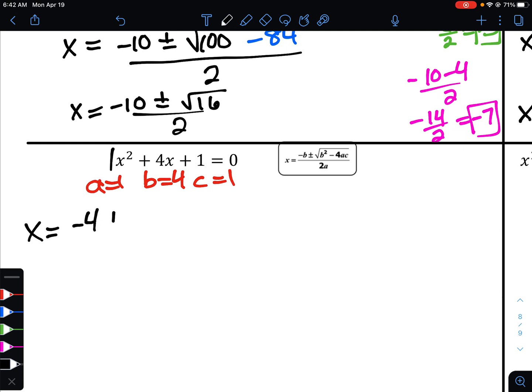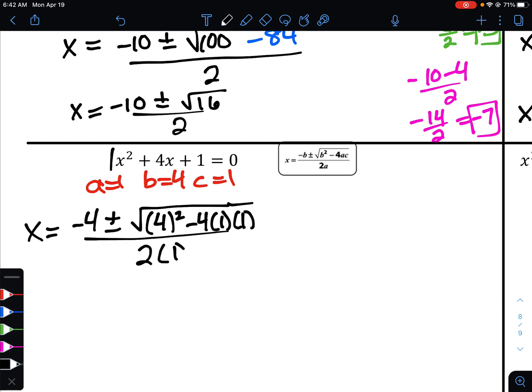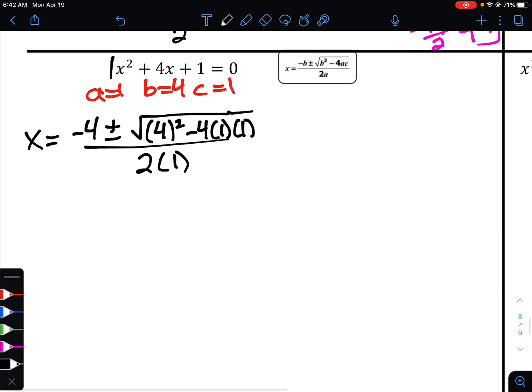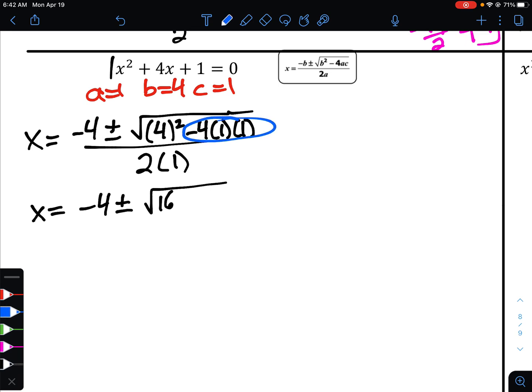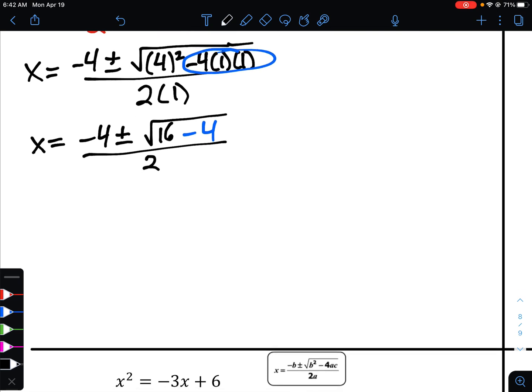So we're going to have the opposite of b, so opposite of 4, which is negative 4, plus and minus the square root of b squared, which is 4 squared, minus 4 multiplied by a, which is 1, multiplied by c, which is also 1, all over 2a, which is 2 multiplied by 1. So then that's going to be negative 4, plus and minus the square root of 4 squared, which is 16, and then negative 4 multiplied with 1, multiplied with 1 is going to be negative 4, so we'll write that as a minus 4, all over 2 multiplied by 1, which is 2.